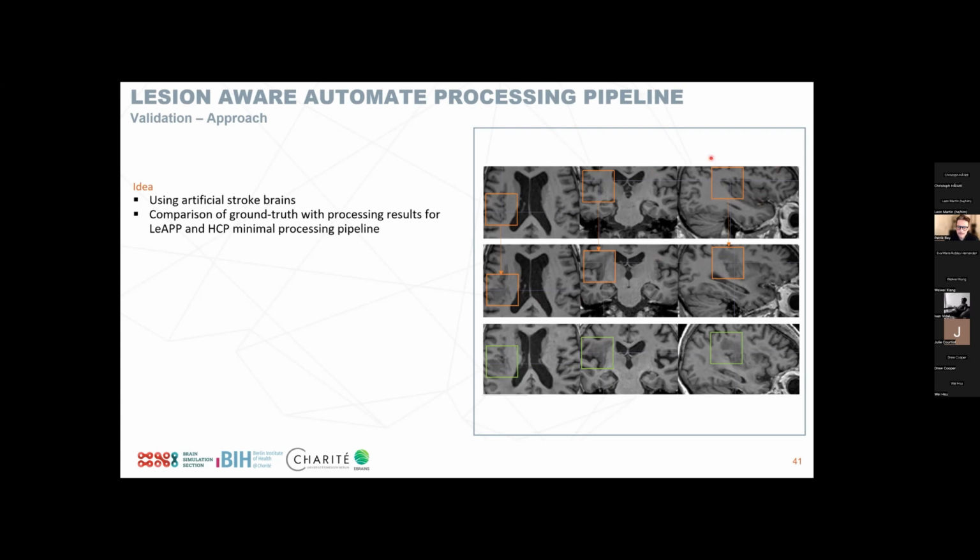So the idea here was, at the top row, we take a healthy control that we have age-matched in our data set. And then at the bottom, we take an actual patient. You see there's a patient with a stroke lesion right here. And then we take this lesion and we put it inside of our healthy control. So what we end up with is this artificial lesion brain.